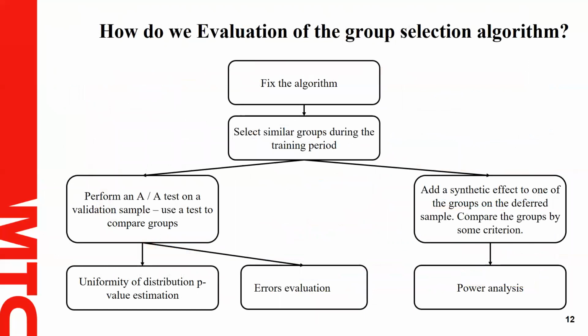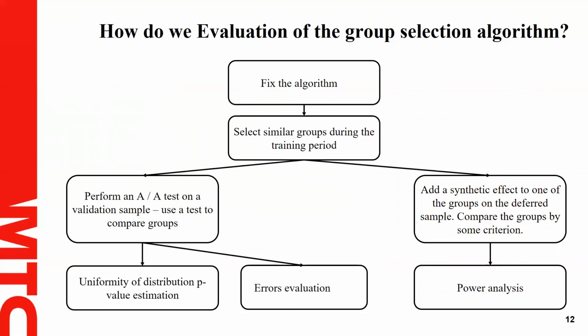Let's also discuss how to evaluate the group selection algorithm in this problem. We fixed the algorithm for selecting similar groups during the training period, select n pairs of similar groups. Then, for each pair, we conduct an AA test on a validation sample, compare the groups according to some criterion, look at the uniformity of the p-value distribution, and evaluate the false positive errors. If the p-value is uniformly distributed, we add the effect to one of the groups for each pair on the validation sample, compare the groups according to some criterion, and evaluate the power.